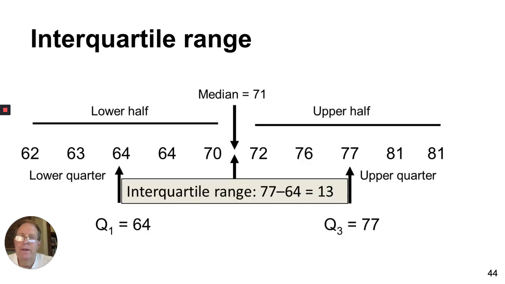And here I have an example. This is my data right here. The lower half is on the left, the upper half is on the right. Since I have an even number of data points, my median is the average of the middle two. The first quartile is the median of the lower half, that's 64. The third quartile is the median of the upper half, that's 77. So my interquartile range is 77 minus 64, or 13.